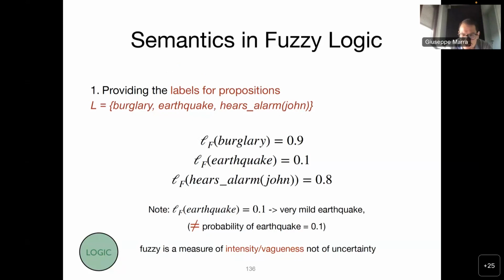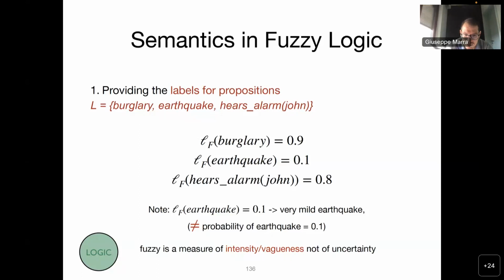And I want you to point to this value here. If we say that, for example, an earthquake is true 0.1, we really mean that there is an earthquake, but the earthquake is very mild. So it's more connected to intensity, or usually it's called vagueness. But it does not mean that there is a probability of an earthquake of 0.1. You see the difference. One is about intensity and vagueness, while the other one, the probabilistic one, is more about the uncertainty that you have. This is very different, and it's also a problem, as we will see, in neurosymbolic, because people don't usually make much of a difference between the two.